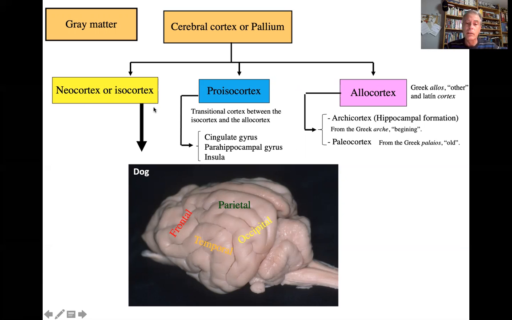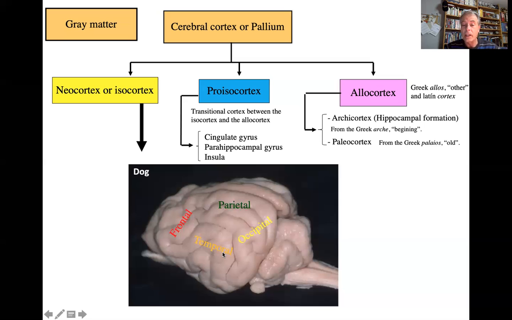So, the neocortex. This is a dorsolateral view of a dog's brain. And we see the neocortex is the most extended cortex here. You see, everything, this is the neocortex. And the neocortex is divided into different areas according to the bones that cover these areas: the frontal cortex, the parietal cortex, the occipital cortex, and the temporal cortex.